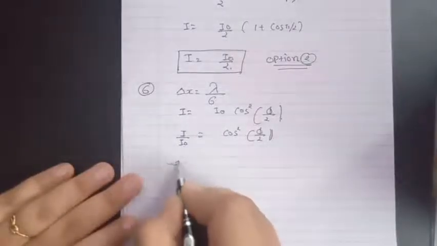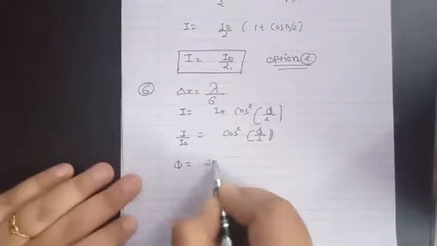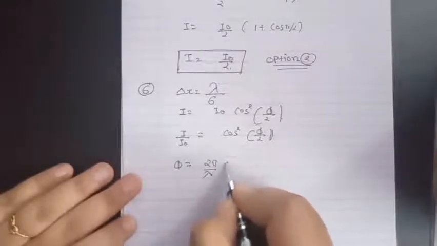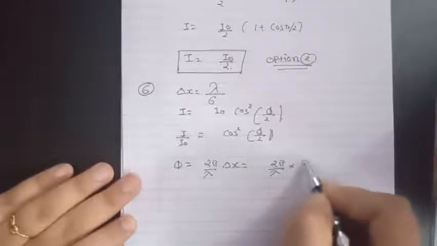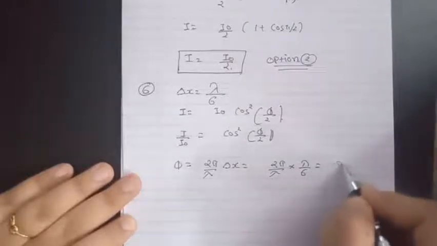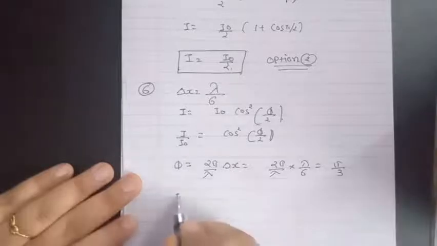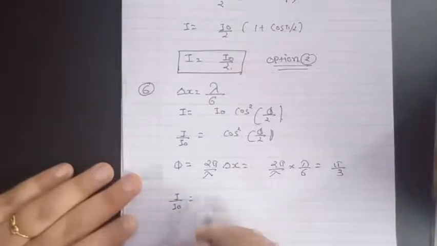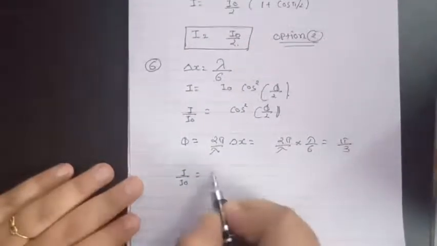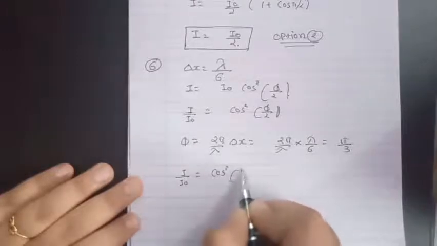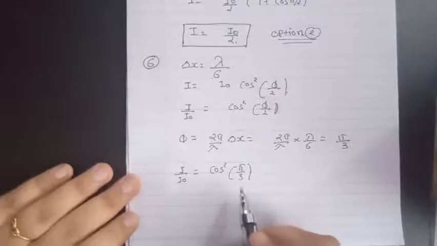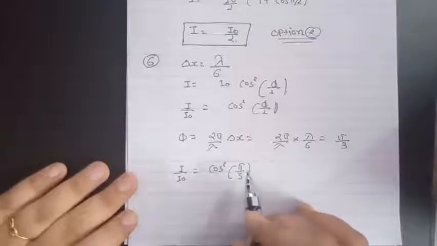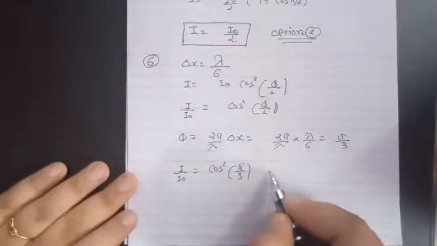The phase difference phi is given by 2 pi by lambda into delta x, that is 2 pi by lambda into lambda by 6, that is equal to pi by 3. So I divided by I naught is equal to cos square pi by 3. Cos pi by 3 is 1 by 2.